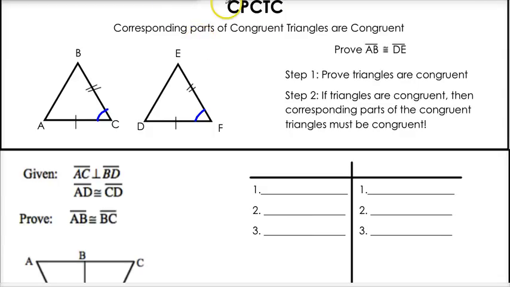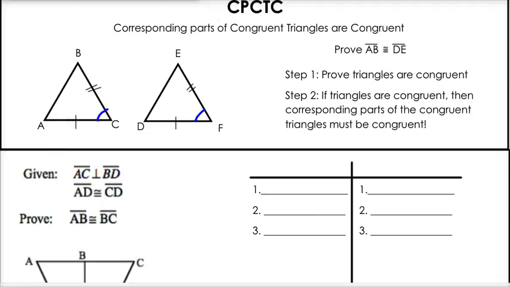And what this stands for, CPCTC, you'll get used to this, is corresponding parts of congruent triangles are congruent. Now, why do we even need to know that, okay? Well, first of all, you already know this. You know that the corresponding parts of congruent triangles are congruent, meaning that if 2 triangles are congruent, you know A is congruent to D, B is congruent to E, C is congruent to F, and all the sides are congruent. You know that. That's true.